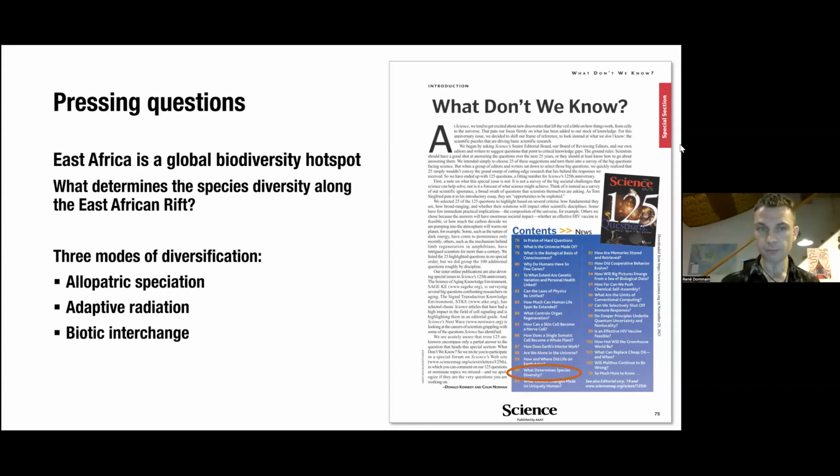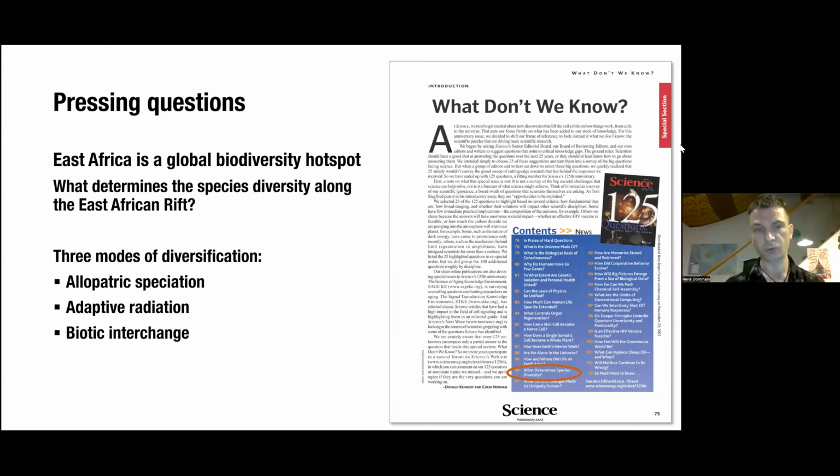Scientists have identified three modes of diversification, or the generation of biodiversity, in this region in East Africa. One is allopatric speciation, that is speciation by geographic isolation. For instance, think about an animal that ends up on Mount Kilimanjaro and stays there, and over thousands or millions of years becomes an endemic species there. Then there's a process of adaptive radiation, where a species diverges into many in the same region. This is particularly important for the evolution of fishes in the rift lakes.